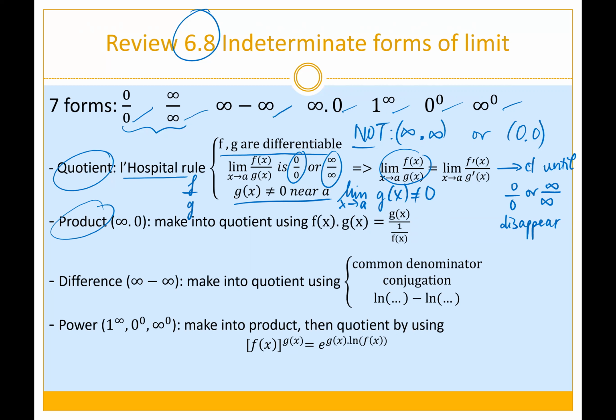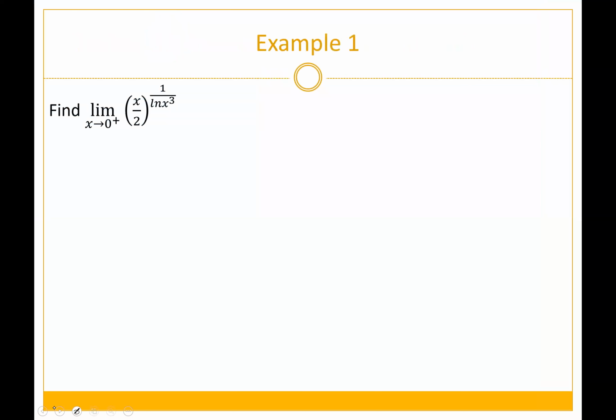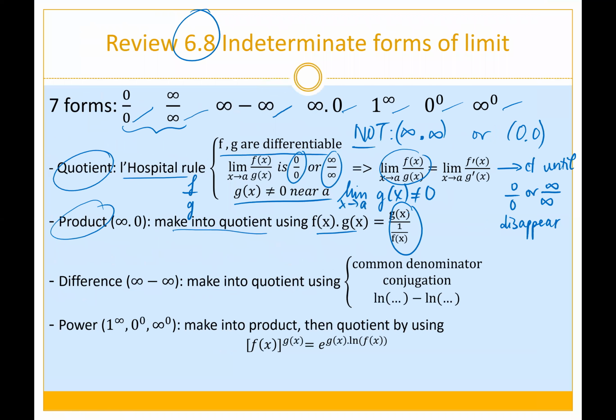If you're given a product like 0 multiplied by infinity, the way to do it is very easy: make it into a quotient. It's just an algebraic identity where f(x) multiplied by g(x) is equal to g(x) over 1 over f(x), just a different way to write the same thing. After that, you go back to the quotient method.